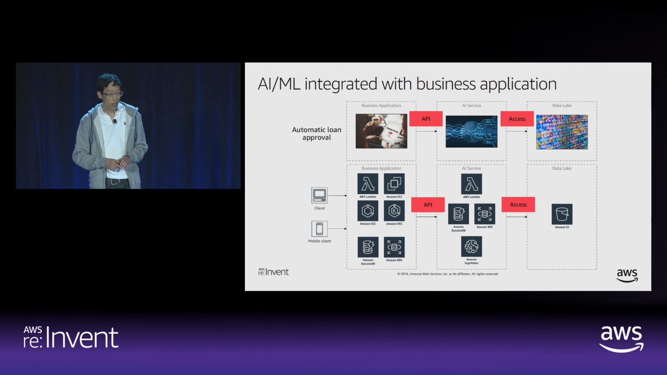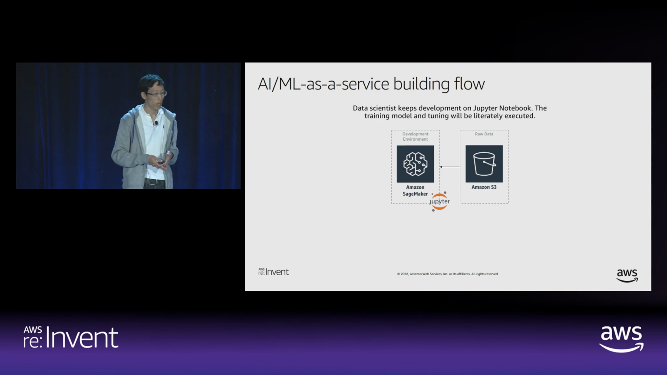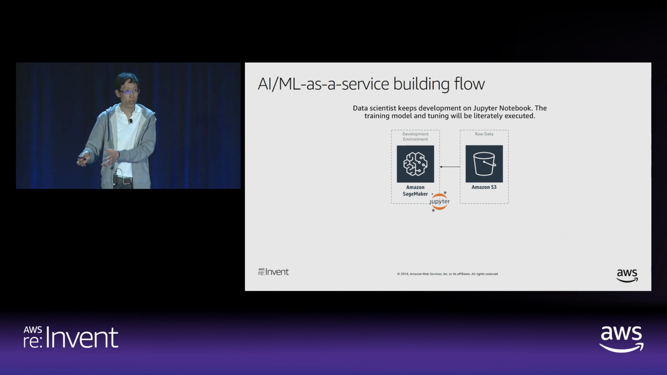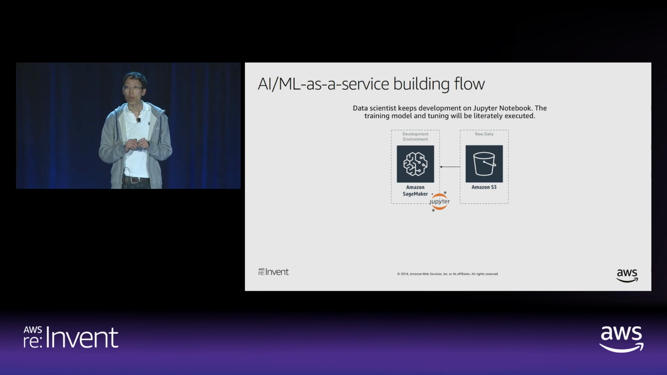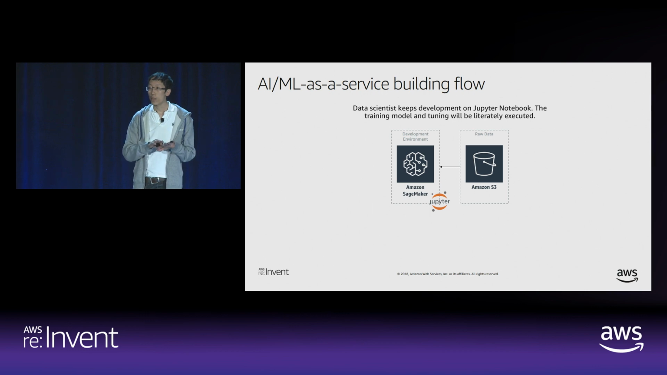So we're going to start with how we can make SageMaker become AI/ML as a service inside your internal company, right? Normally, if you have a group of data scientists in your company, he or she is going to keep developing in Jupyter notebooks first, right? It's a playground. So they're going to build some code and also play with some data inside the Jupyter notebooks. And then they're going to connect with S3, right, to build their own models.